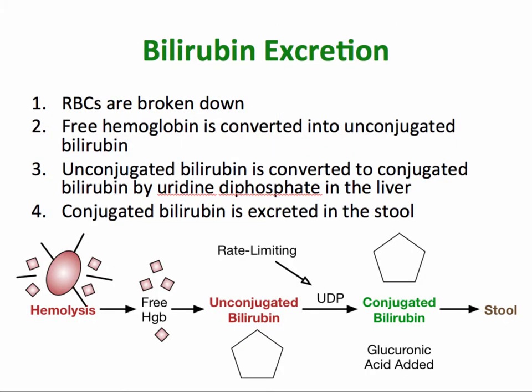The textbook provides a relatively complicated description of bilirubin. I'll simplify the process for you here. Essentially, red blood cells are broken down through hemolysis, where free hemoglobin is converted to unconjugated bilirubin. Unconjugated bilirubin is converted to conjugated bilirubin in the liver by uridine diphosphate. This is the rate-limiting step that determines whether or not you can convert unconjugated bilirubin into conjugated bilirubin in the liver. Conjugated bilirubin then is excreted in the stool.